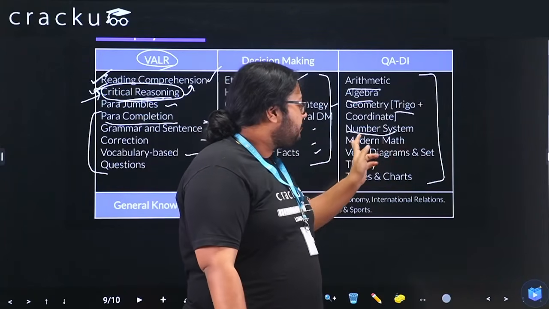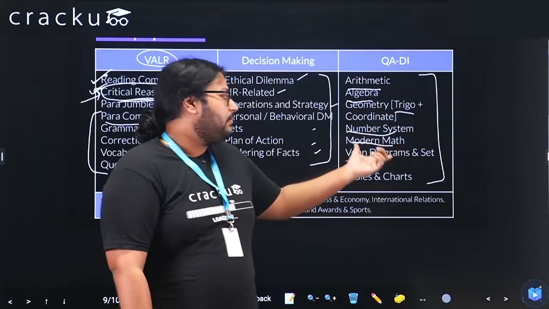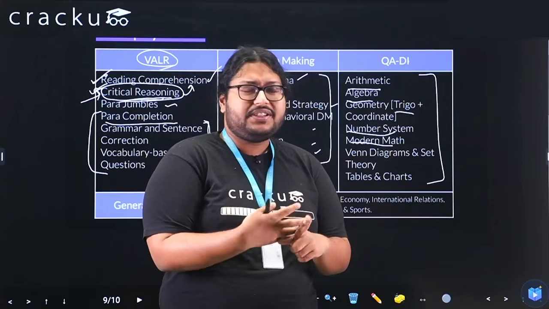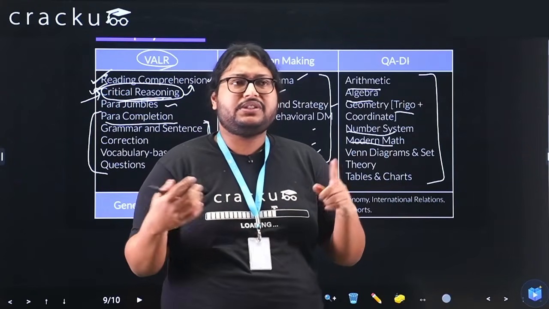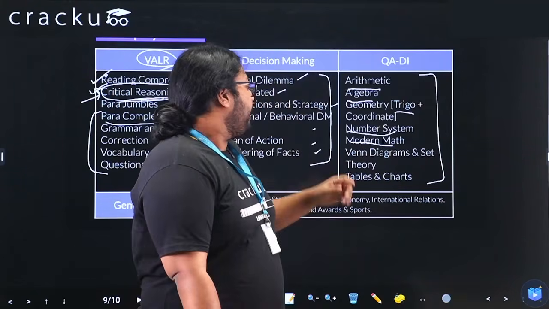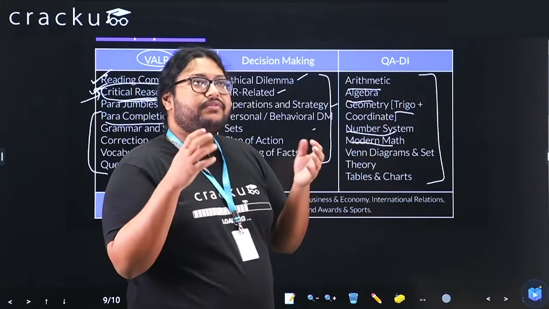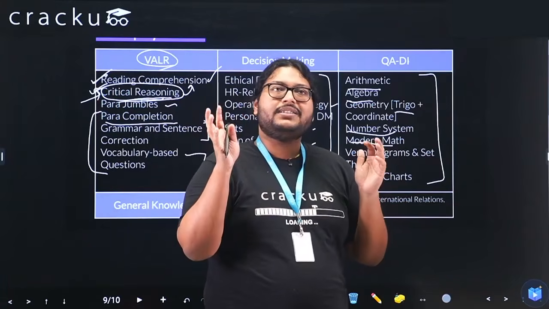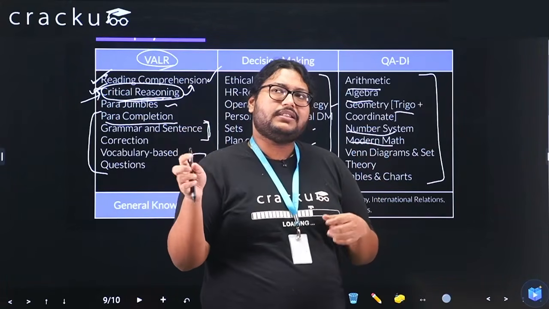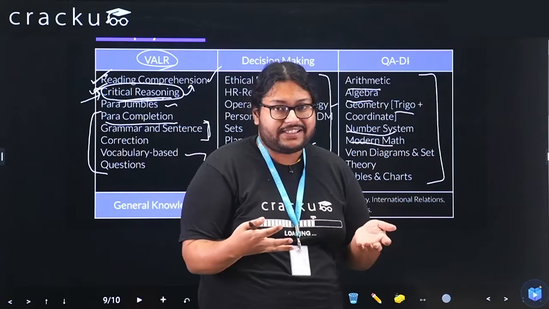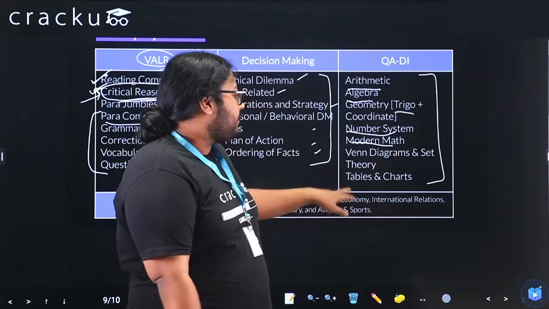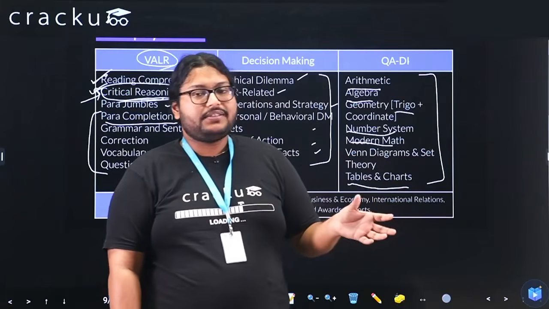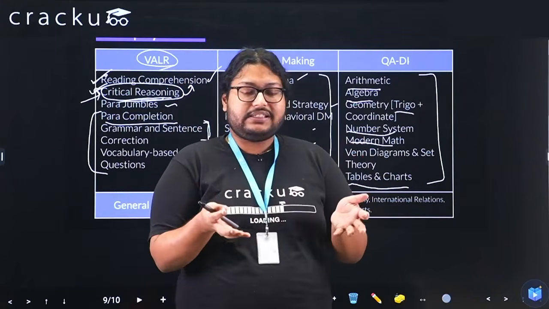Then we have number system, modern math. Again, pretty similar. Number system has remainder theorems, and for modern math we have AP, GP, the progressions, we have permutations and combinations, we have a little bit of probability. Venn diagrams and set theory. Venn diagrams, you can call them to be under modern math only. Set theory very rarely comes in CAT quants, but they do have it in the CAT LRDI section, right? Set based questions. And tables and charts. Tables and charts are usually pure DI based, but they can give very difficult charts.